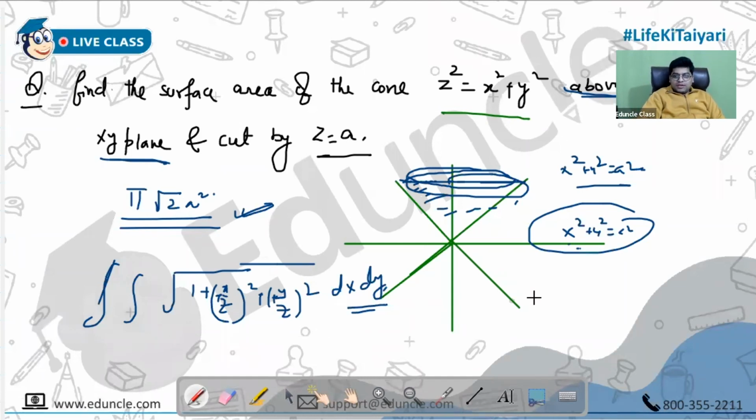Yes, so you can write x equal to r cos theta, y is equal to r sin theta. Solve the problem, we will get the answer. Am I clear? Take out the question once and solve it. If anybody has any problem in surfaces, you can tell me.